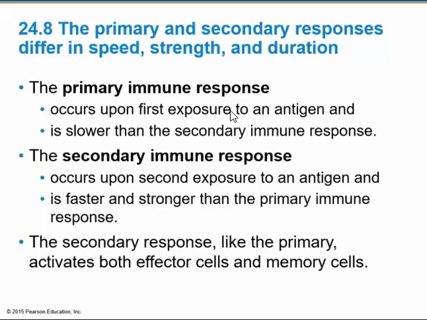Now, when we talk about the immune response, there's the primary response, which occurs upon first exposure to the antigen, and it's slower than a secondary response. And the secondary response is the second exposure, and it's faster and stronger than the primary response. The secondary response activates effectors in memory cells, but it happens faster than it does with the primary response.